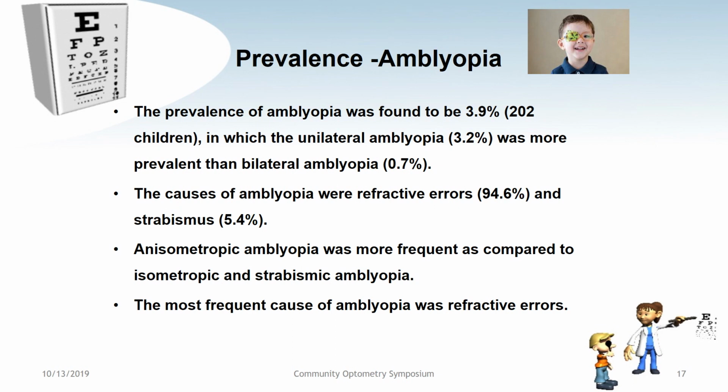Also, we checked amblyopia as well. The prevalence of amblyopia was found to be 3.9%, in which unilateral amblyopia was more prevalent than bilateral amblyopia. The causes of amblyopia were refractive error and strabismus. Anisometropic amblyopia was more frequent as compared to isometropic and strabismic amblyopia. So as you can see, the most frequent cause of amblyopia was refractive error.